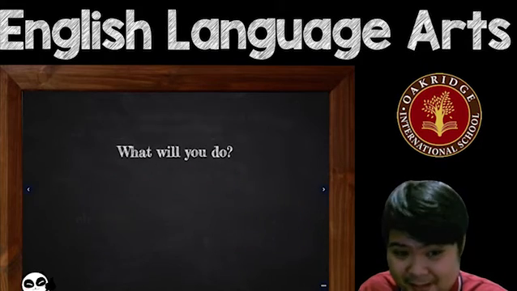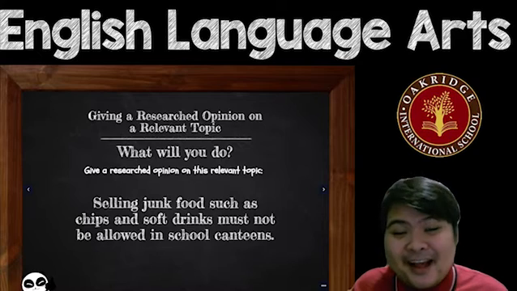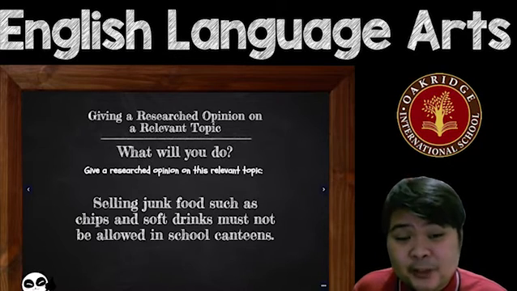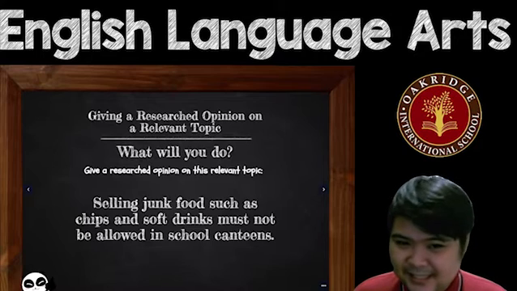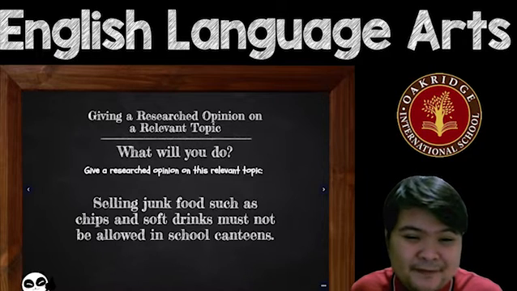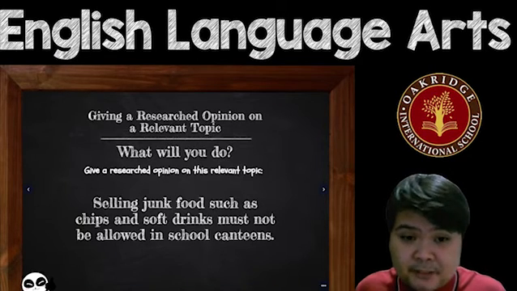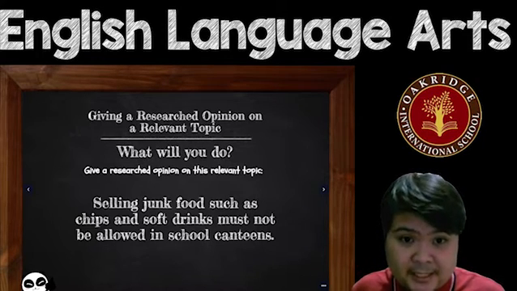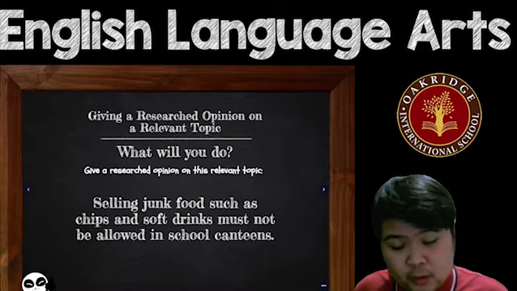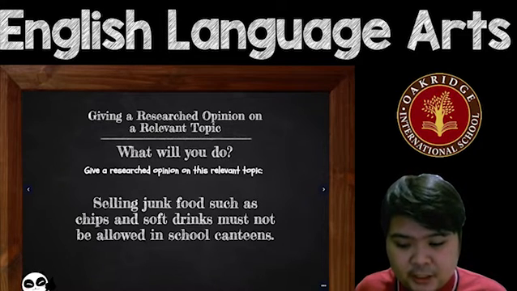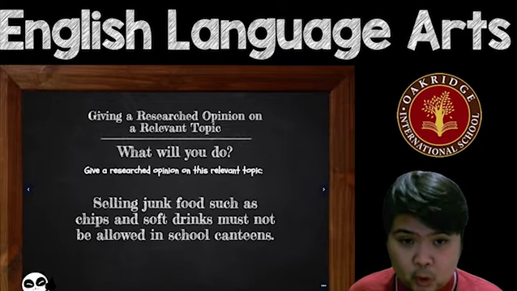Alright? This is the real one that I want you guys to do. Okay. This is the statement that you have to research about. Selling junk food such as chips and soft drinks must not be allowed in school canteens. This is the statement right here. Now, I want you to give a researched opinion on this relevant topic right here. Research about it, come up with a question you'd like to answer, and then create your own opinion about it. Okay? Do you agree or disagree? Okay? Why? Why not? Stuff like that. Make sure that when you research this, come up with a goal.